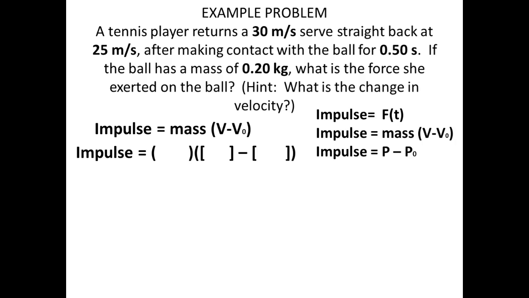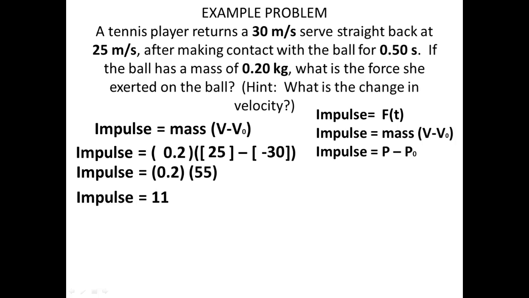Write out the formula and replace each of the variables with the appropriate value. The mass of the object, or the tennis ball in this case, is 0.2 kilograms. The final velocity is 25 meters per second. The initial is 30. Now, since it is a return, it's going backwards. Forwards would be positive, backwards is negative. In this case, all of our values are on one side of the equation, so it's just an order of operations. We're going to do 25 minus negative 30 to get 55. Multiply that by 0.2 to get an impulse of 11.